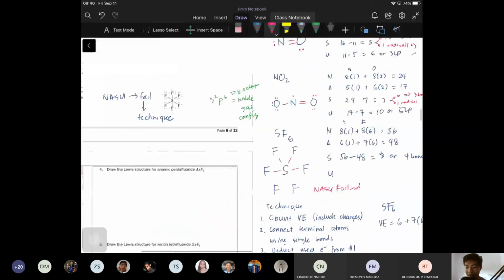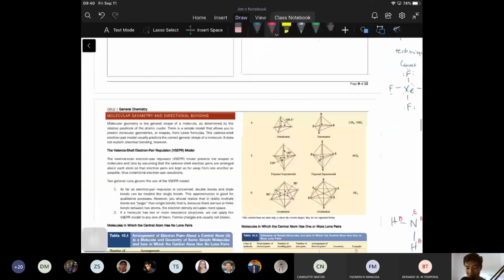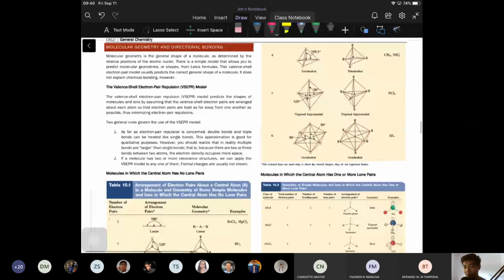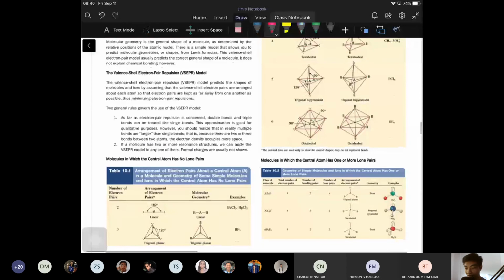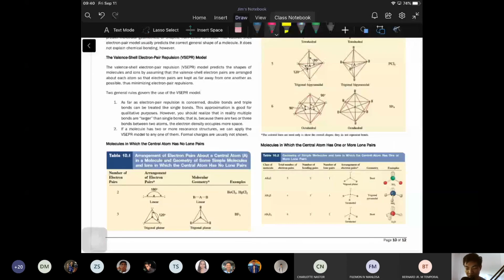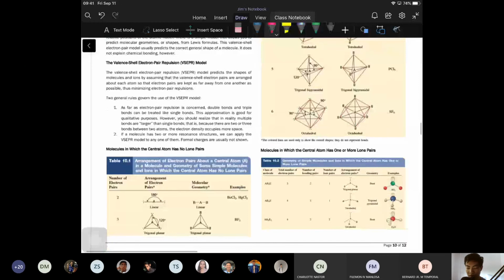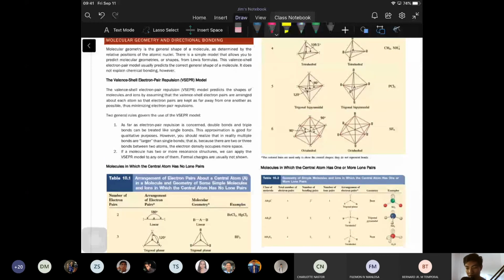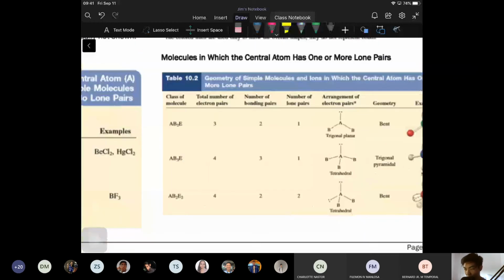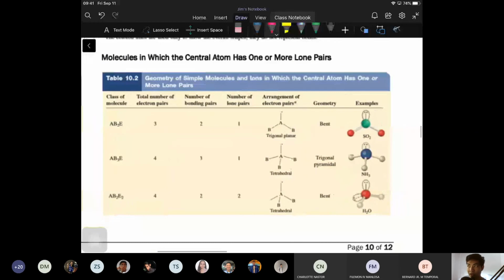Okay, so what did we move on to? Geometries. You have your website in your meeting chat. Please save that, bookmark it in your browser. What idea did I share with you? You can just code it: the central atom, the terminal atoms, and the lone pairs on the central atom.